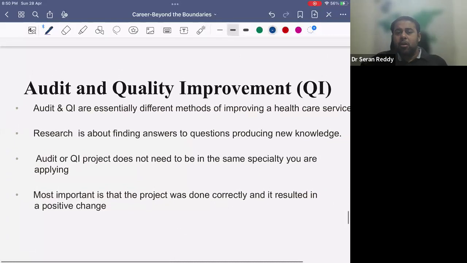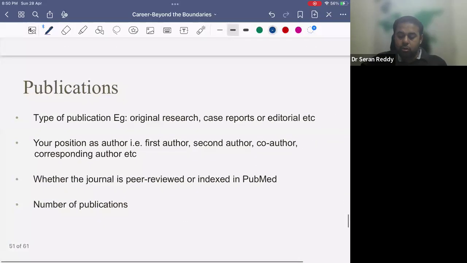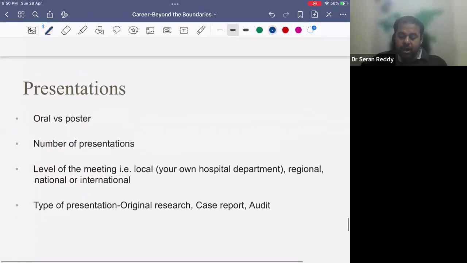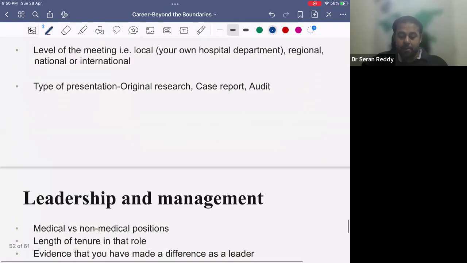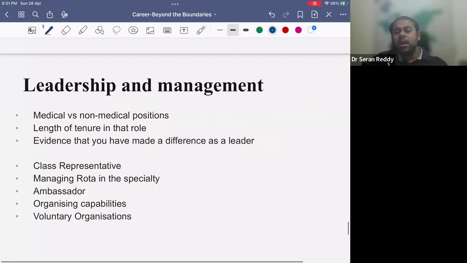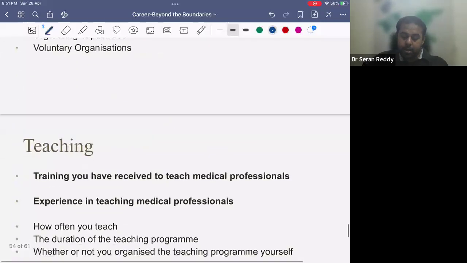So there's a difference between audit and quality improvement, which will take you through publications. Again, original reports, original research, case reports, and whether they've been peer reviewed or indexed in PubMed, all these things are important. Presentations, the level of meeting where you do these presentations, and leadership management, whether medical or non-medical positions, can be very small, like a class representative, managing rotations in your specialty. You can be an ambassador for a medical conference, so you're organizing capabilities, voluntary organizations. So all these things matter.